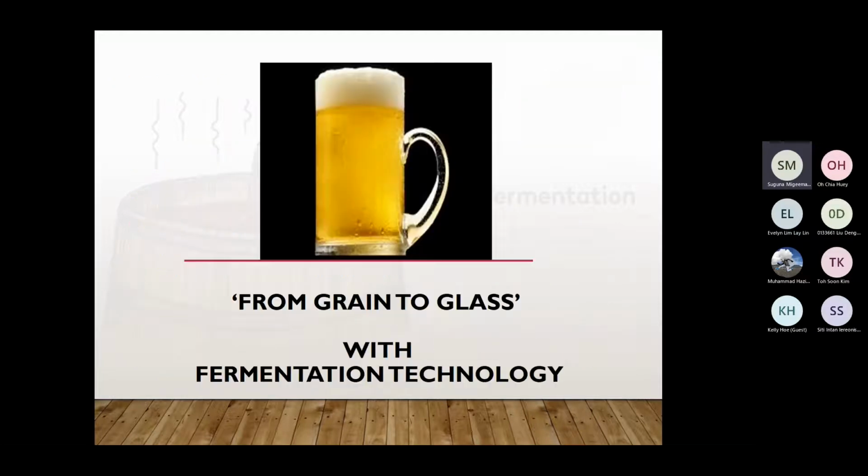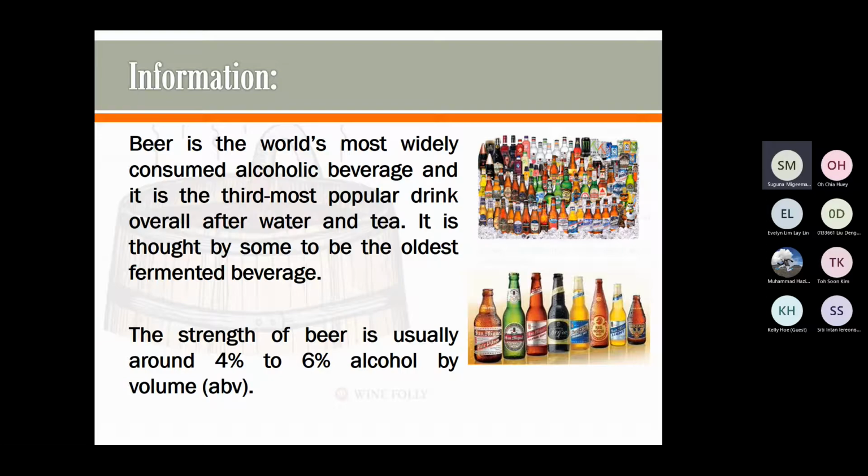So with all this understanding, a basic introduction, now I will introduce a variety of products which have been produced through the fermentation process. I'm bringing you from grain to glass with fermentation technology by introducing beer production. I'm only going to choose one to share how fermentation technology is applied in beer making. The basic reason I chose beer is that it is the world's most widely consumed alcoholic beverage and the third most popular drink overall after water and tea.